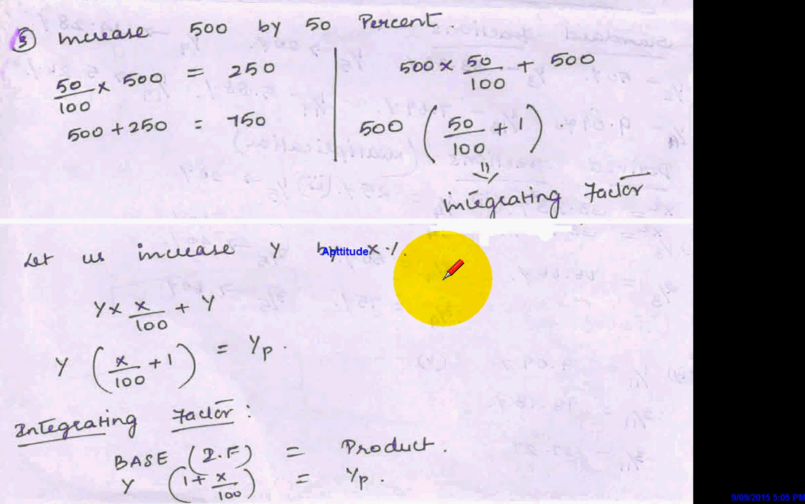The next one: increase 500 by 50%. So you have to increase the base, here the base number given is 500, and you have to increase that particular value by 50%, right? So you have to increase 500 by 50%.